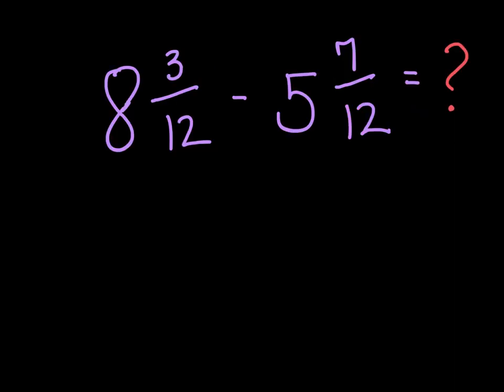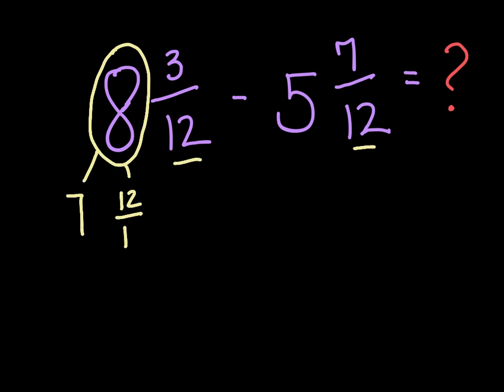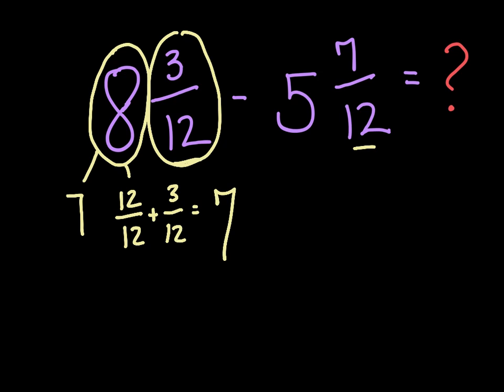8 3/12 take away 5 7/12. Well, we know that we can't subtract 7/12 from 3/12, so we have to pull out that whole. So here's 8. I'm going to pull out a whole, which leaves us with a 7. And since we're talking about 12ths, we are going to make our fraction represent that whole, 12/12. But make sure we add on the extra 3/12. And we're getting a new mixed number, 7 15/12.